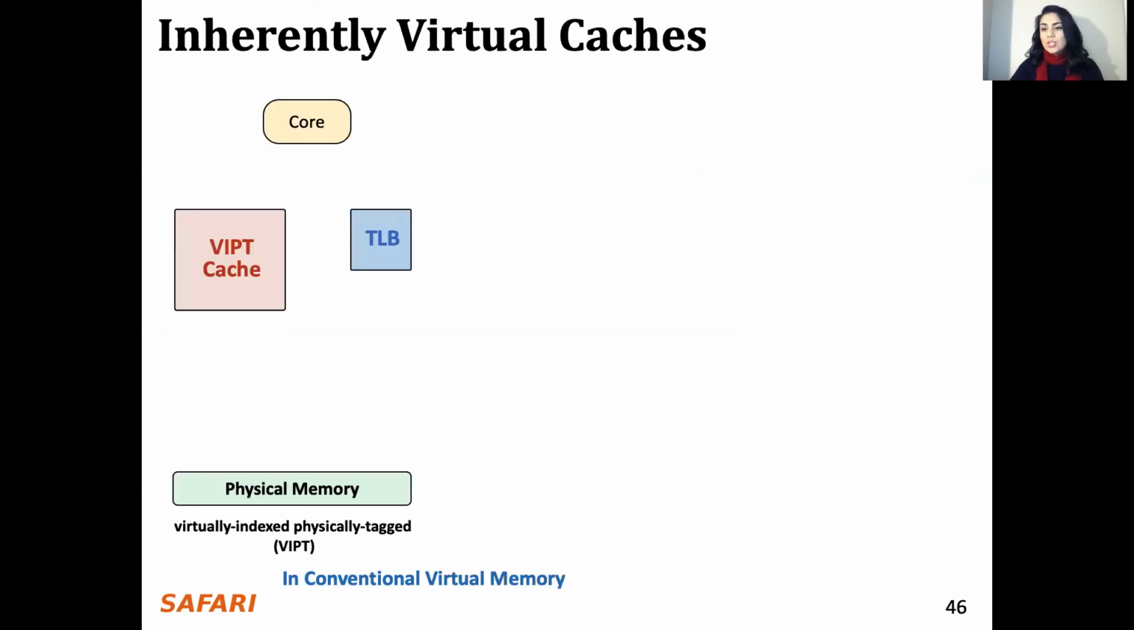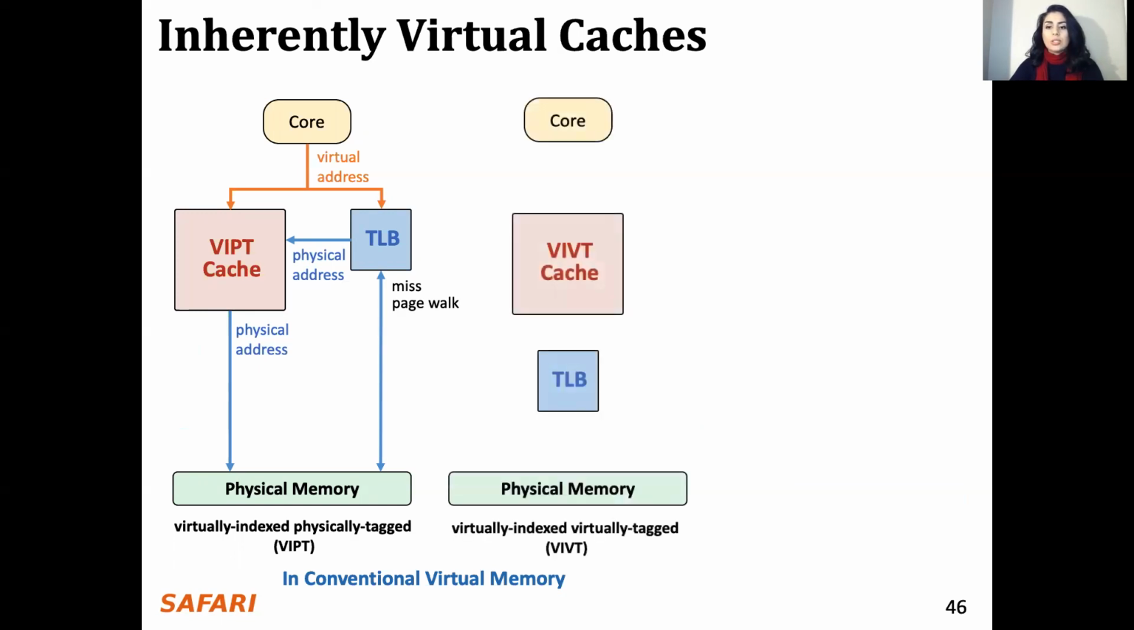A common approach to caches in the conventional framework is virtually indexed physically tagged caches. In this approach, the core issues a virtual address to the cache while the physical address is retrieved by accessing the TLB in parallel. In case of a TLB hit, the physical address is used to perform the tag lookup, and in case of a TLB miss, a page table walk is needed to retrieve the physical address that is required to read the cache. In order to remove the overheads of address translation for cache accesses, virtually indexed virtually tagged caches access the cache using virtual addresses without requiring address translation.